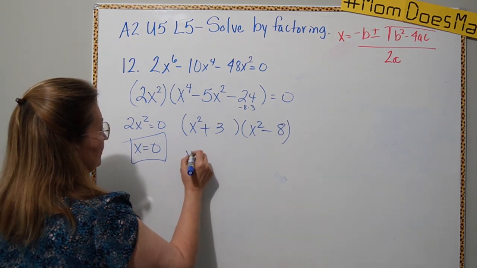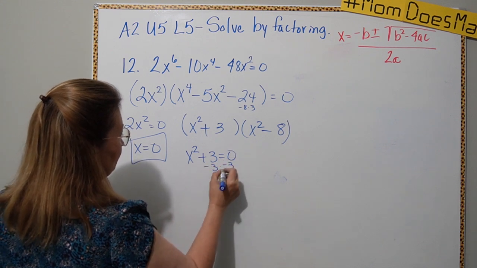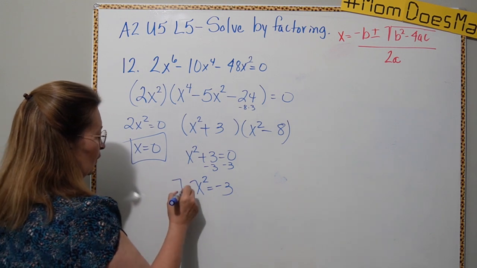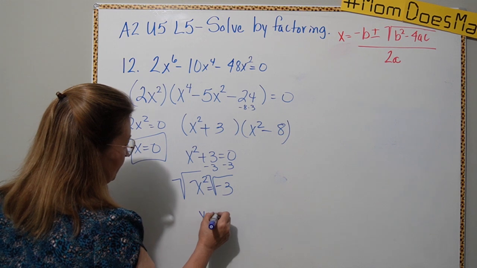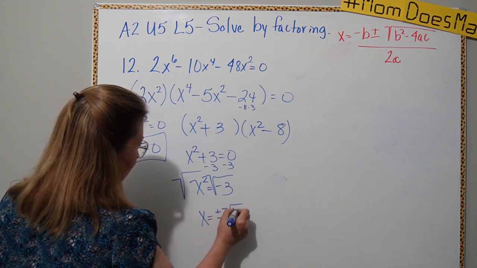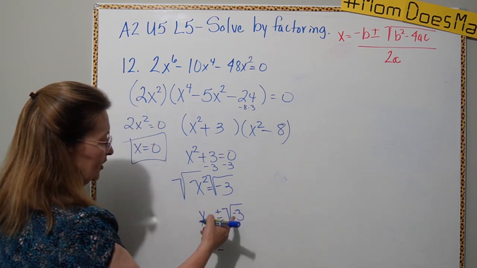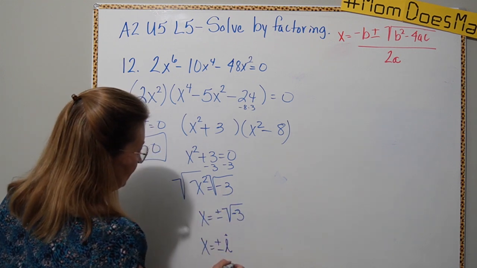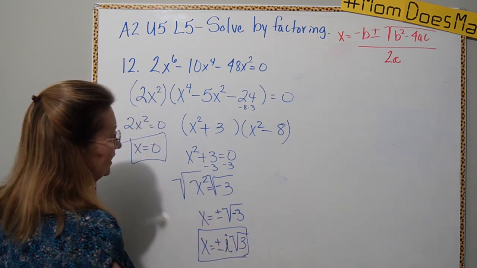All right, so when we do x squared plus 3 equals 0, subtract 3 from each side. So now I have x squared is negative 3. We're going to take the square root of each side. So I'm going to have x is equal to plus or minus the square root of negative 3. And by now we're pretty used to this. What do you do when you have a negative under your radical? You pull out the imaginary i, and 3 will have to stay under there. So that's my second one.